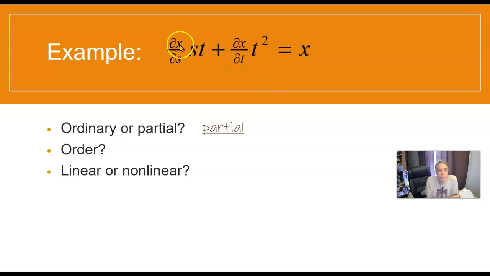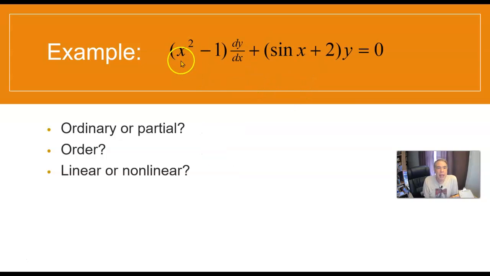Here, the function that we'd be trying to find is x, and then x is a function of two other variables, s and t. So it's got more than one independent variable, and then x depends on those two variables. The order, first, we only see first derivatives, and it is a linear differential equation. It's got a term involving the partial derivative of x with respect to s, it's got a term involving the partial derivative of x with respect to t, and it's got a term involving x itself.